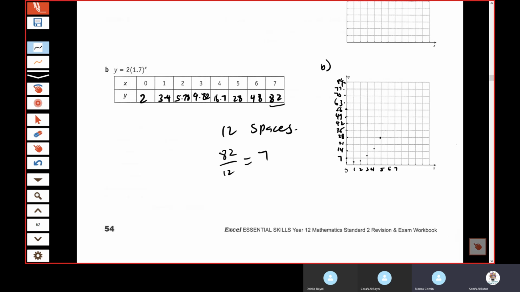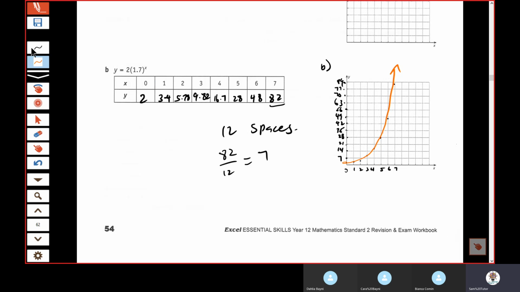That's the idea. 6 is 48, which is just under 49. And then 7 is 82, which is just under 84. And then just draw it. That's it. It's not easy to draw on this, but boom. Any questions? Pretty easy. You just follow the table of values.